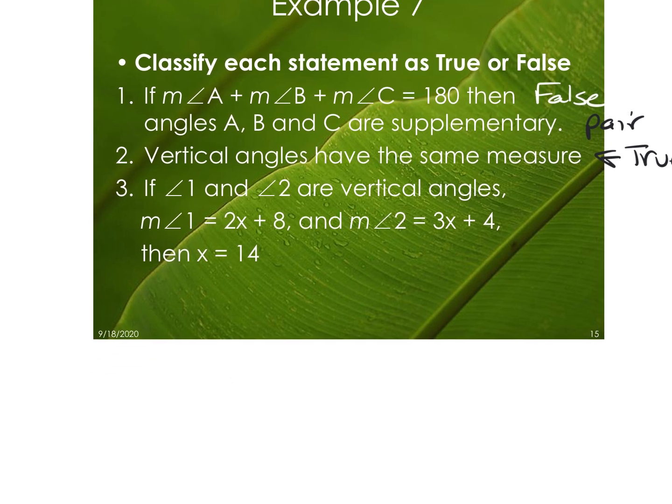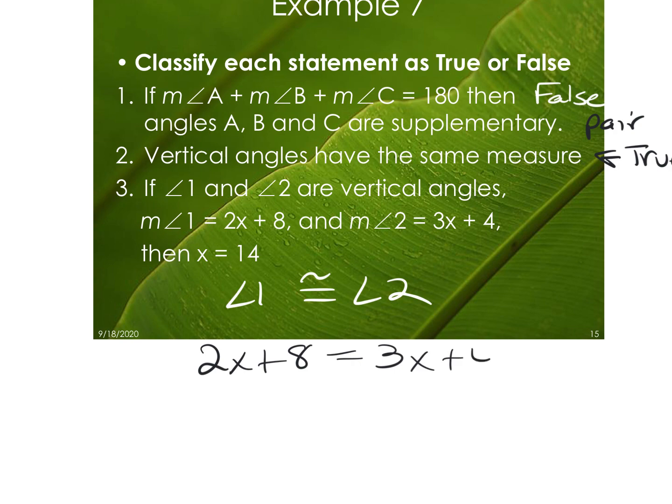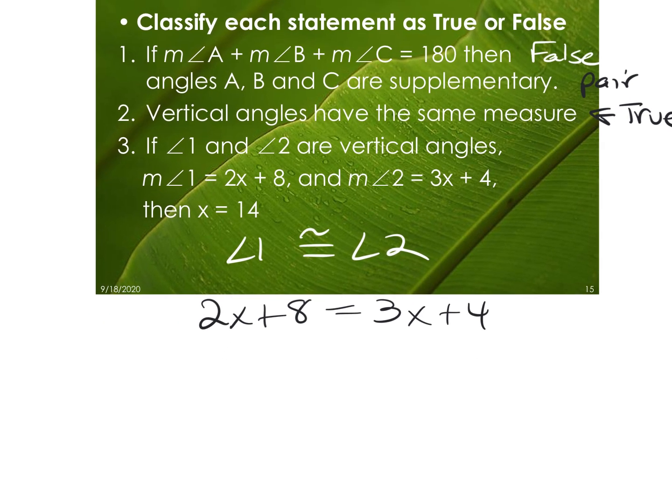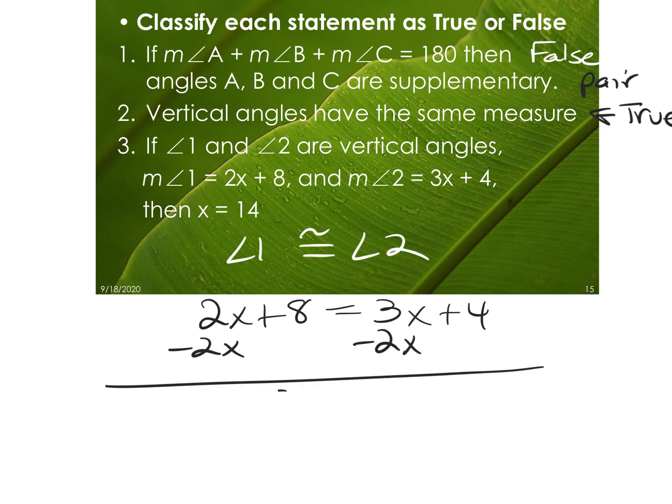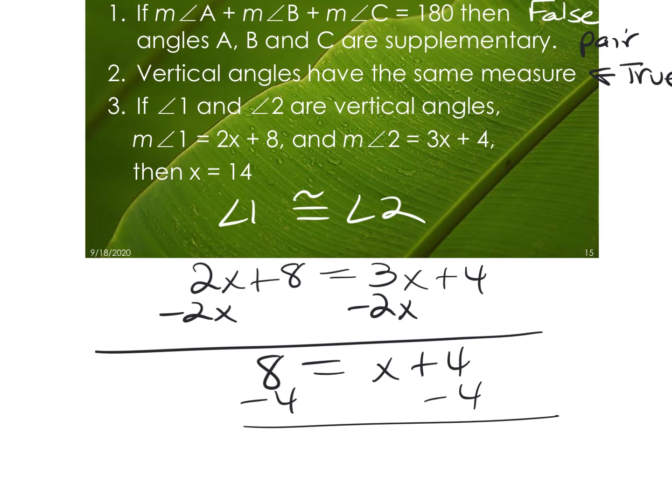So what I'm going to do is, since I know that vertical angles are congruent, I'm going to set 2x plus 8 equal to 3x plus 4. I'm going to solve for x, subtract 2x, or you could subtract the 3x. It doesn't matter which way you do this. Then subtract the 4, and I get x equals 4. Notice they put x equals 14. They did something wrong. So this is false.